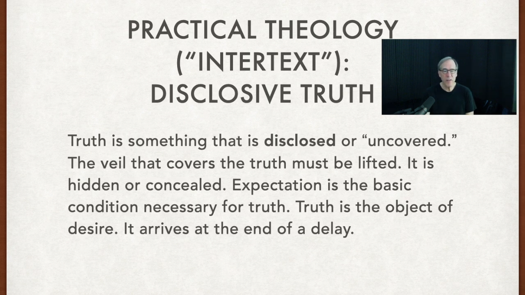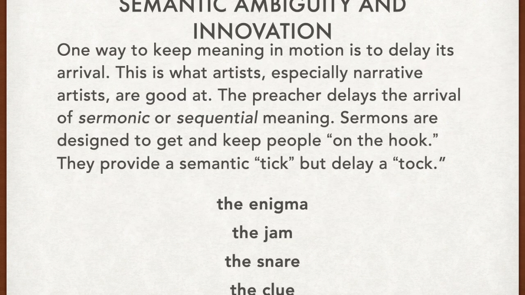Okay, let's look at the first of these connotative styles. The first one I call an artistic style. One way to keep meaning in motion is to artfully delay its arrival. This is what artists, and especially narrative artists, are really good at. The preacher as artist delays the arrival of sermonic meaning or sequential meaning, delaying the arrival of meaning within a sequence of a sermon, or delaying the arrival of meaning over the entire sermon itself.